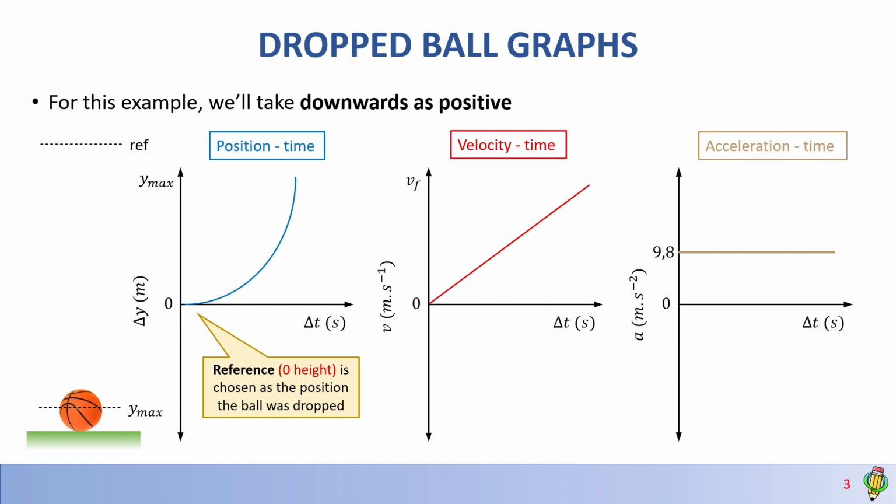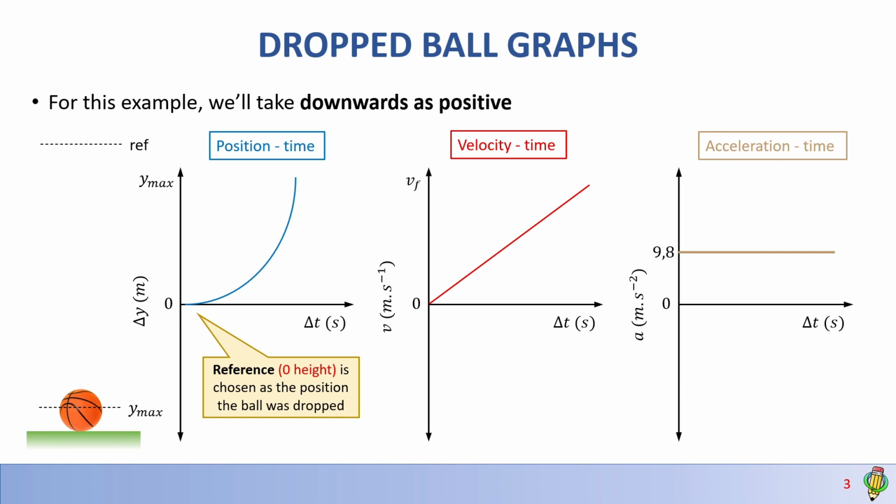Now, if we look at the velocity time graph, you can see that the velocity starts at 0. This means that the initial velocity is 0 meters per second because the ball was dropped. The velocity continues to increase in the downwards direction because we took down as positive. It means the entire velocity time graph should be above the t-axis. Our final velocity when the ball hits the ground will be represented as Vf, and it's a bigger value because the velocity increases from 0 when we drop it until a maximum value when it hits the ground.